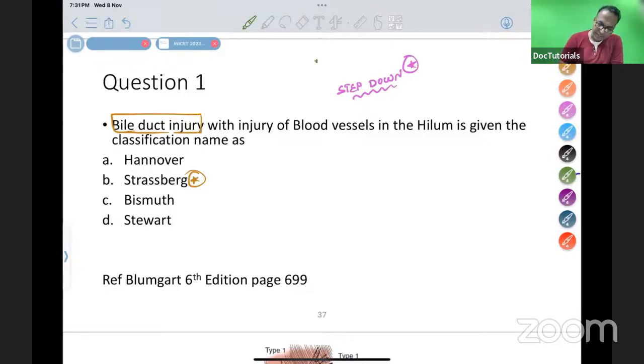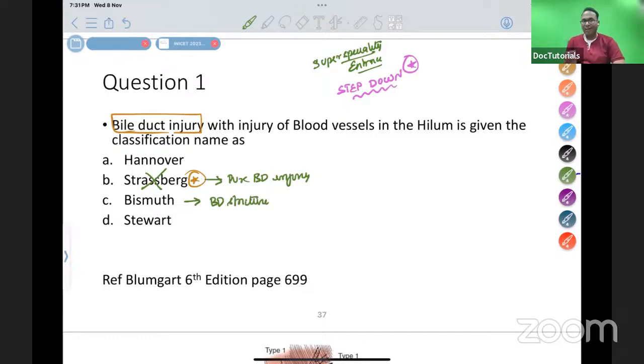It's an SS question, a super specialty entrance question. It's a very commonly asked super specialty entrance question. In the super specialty entrance at AIIMS, this question has been asked many times. The answer is not Strasberg. Strasberg is only for pure bile duct injury. Bismuth is for bile duct stricture. They both never talk about vascular injuries.